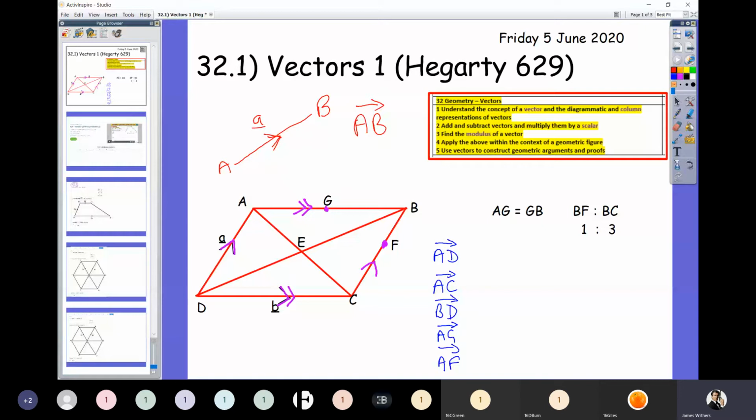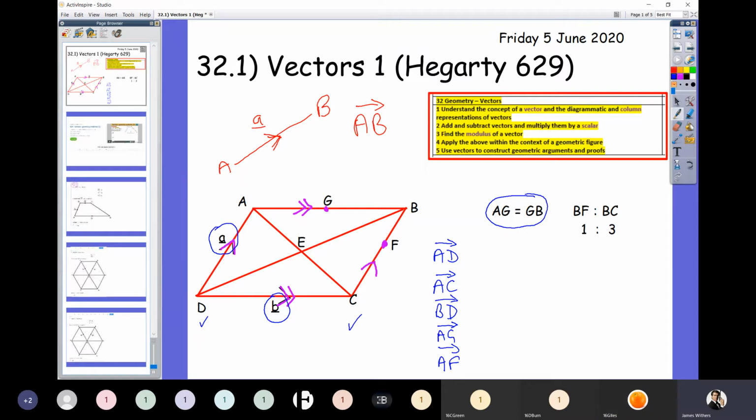So what I've done here is just one simple little example. We've got a parallelogram there. You've got all the various uppercase points on that parallelogram. And we've included two actual vectors. Going from D to A, we're calling lowercase a, and going from D to C, we're calling lowercase b. Now we're given some further information on this parallelogram. We're told that AG equals GB. So A to G equals G to B.